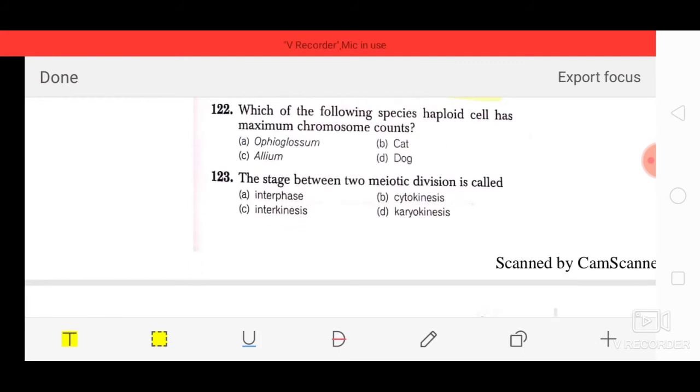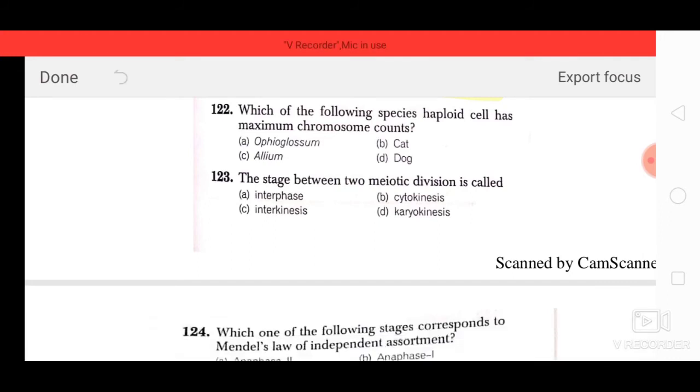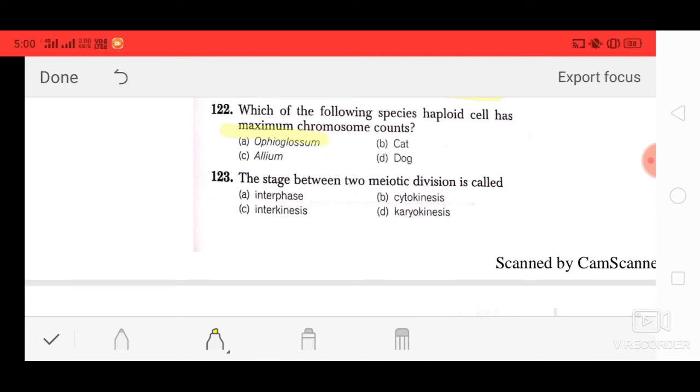Next is which of the following species' haploid cell has a maximum chromosome count, means किसमें maximum chromosome count होता है. So options are A Ophioglossum, B is cat, C is allium, D is dog, and the correct answer of this question is option number A, that is Ophioglossum. Third is the stage between two meiotic divisions is called interkinesis, that is option number C.